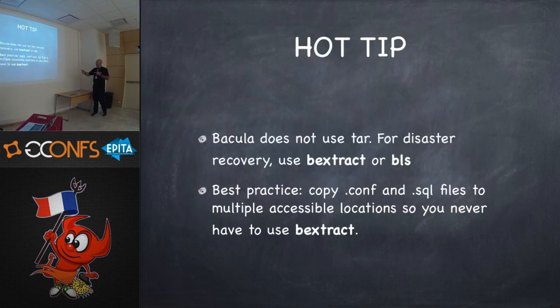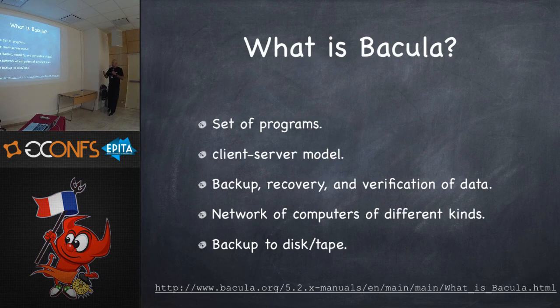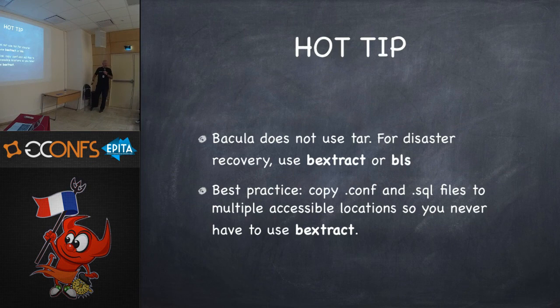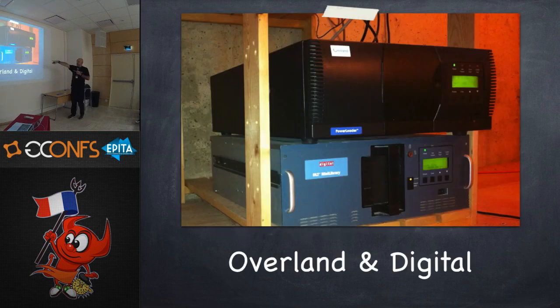So copy all your comp files and your SQL files that you dump out somewhere else. Copy it several different places, because if you lose your catalog, which we'll get to later, it's horrible, and you have to use bextract. This is an old DEC DLT 7000 tape drive that I use. That machine died shortly thereafter. It's a DLT 8000. I found the 7000s more reliable than the 8000s. This stores about 80 gig compressed.